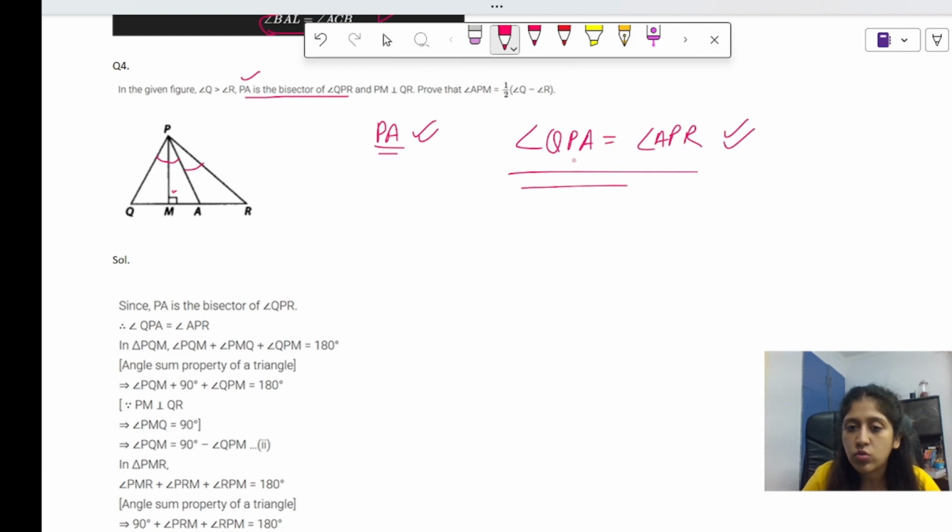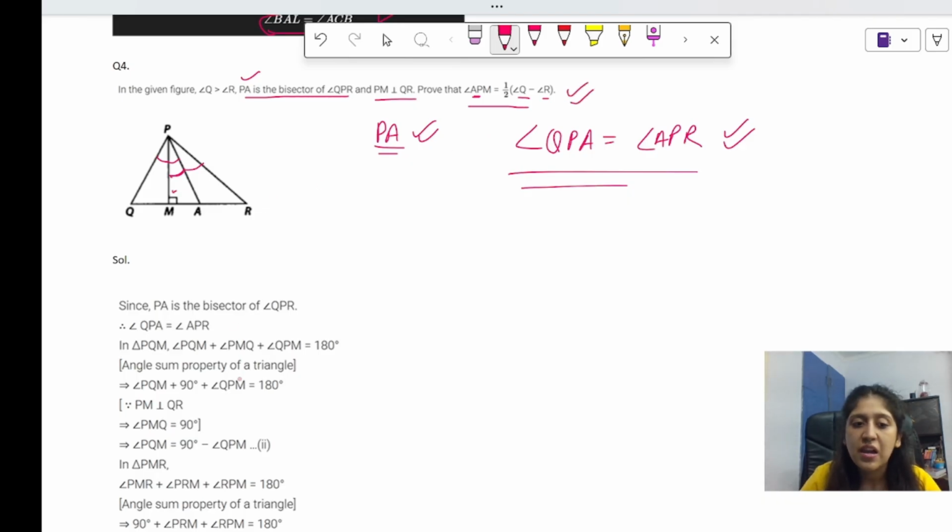ठीक है, indirectly they have given you this, but you should know what does angle bisector mean. Angle bisector का मतलब क्या होता है, right? And PM is perpendicular to QR. And we have to find angle APM. This angle we have to find is half of angle Q minus angle R. Okay, we have to prove this.